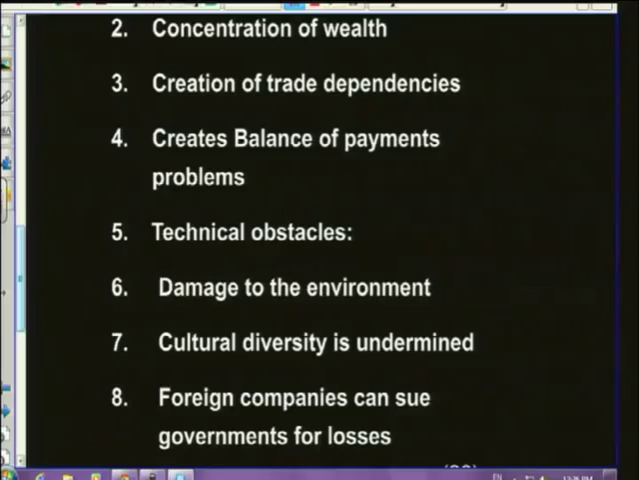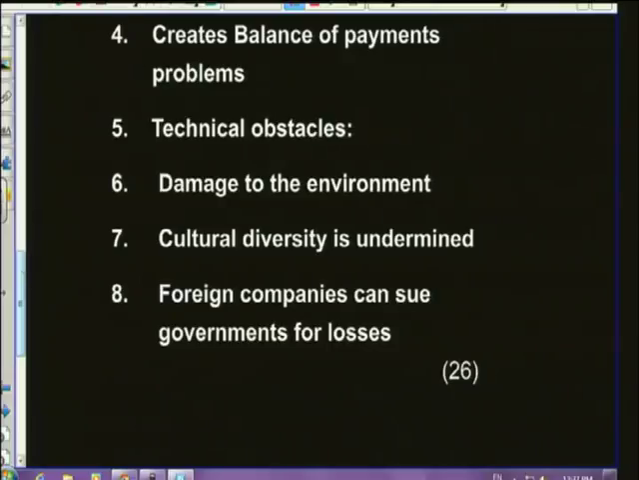Point 3, the creation of trade dependencies. That means a country relies so much on the imports of certain products from other countries that when they end up in a situation of war, they cannot look after themselves. They don't have access to certain strategic products. Point 4, it creates balance of payment problems. As we said, if you import too much, you get a situation where there is a deficit on the balance of payment.